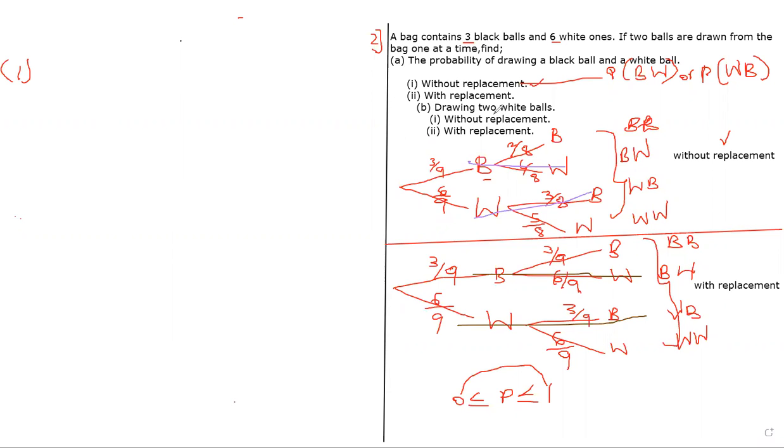Drawing 2 white balls. So that is without replacement. So part B now. Without replacement would be white. They just want pure white. So I draw white. You don't take black now. Draw white twice because they're saying 2 balls here.